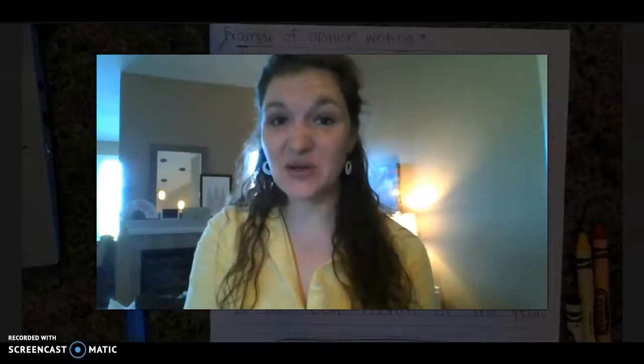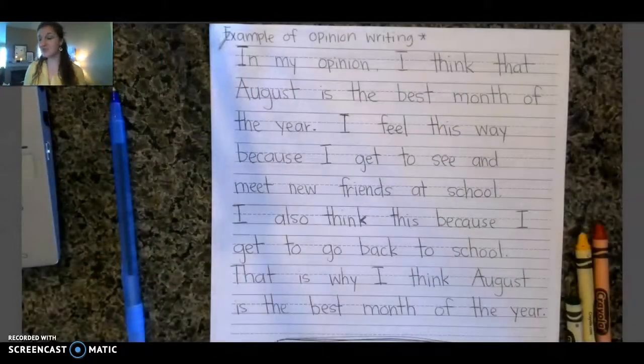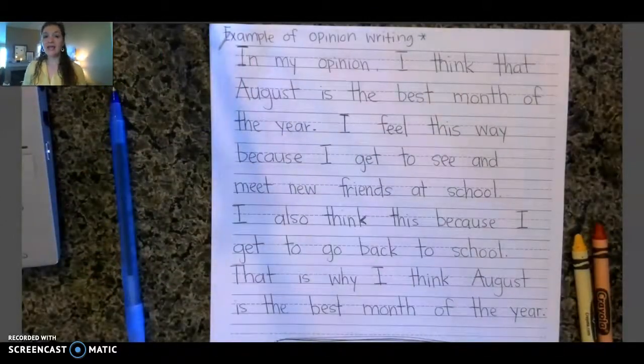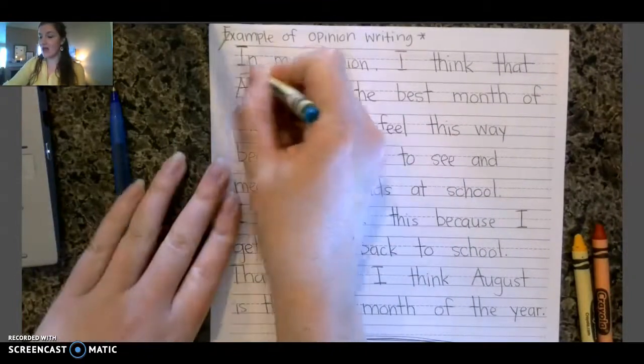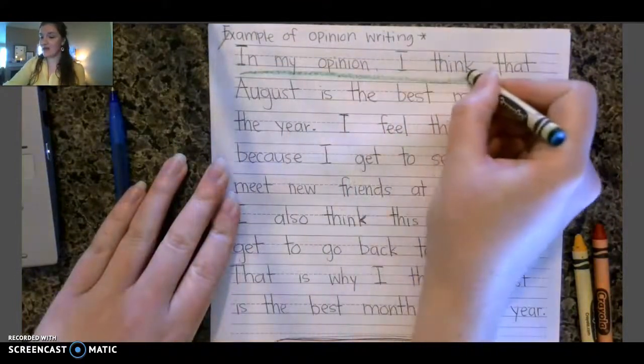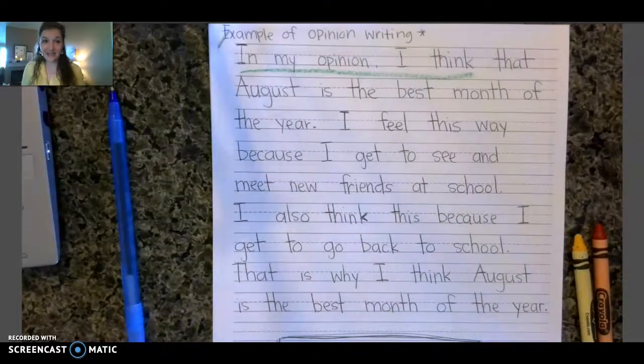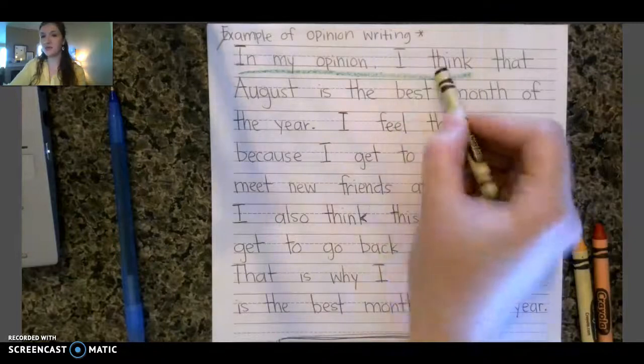Okay, first graders, we have another week of opinion writing this week. And so we're going to just jump in and do a quick review of that format we've been using. Okay, so remember, in my opinion, I think is what we are using in every introduction sentence. We want to make sure people know that we are sharing our opinion, not facts, and that we realize an opinion is about our own personal thoughts and feelings. Okay, so it's important to say that you're the one thinking this.